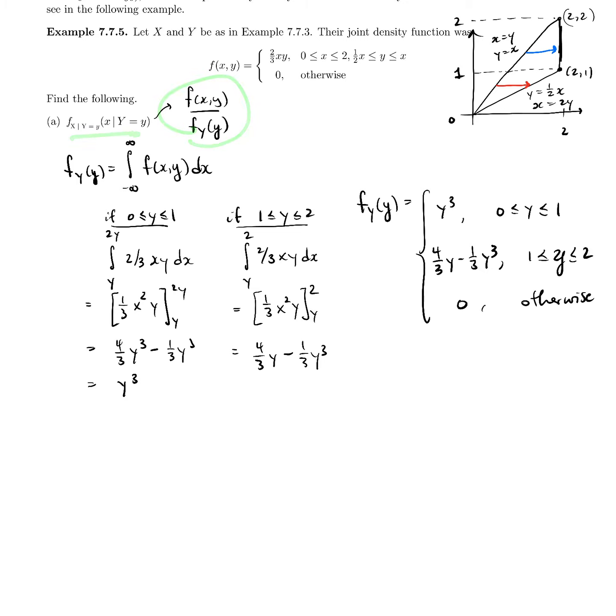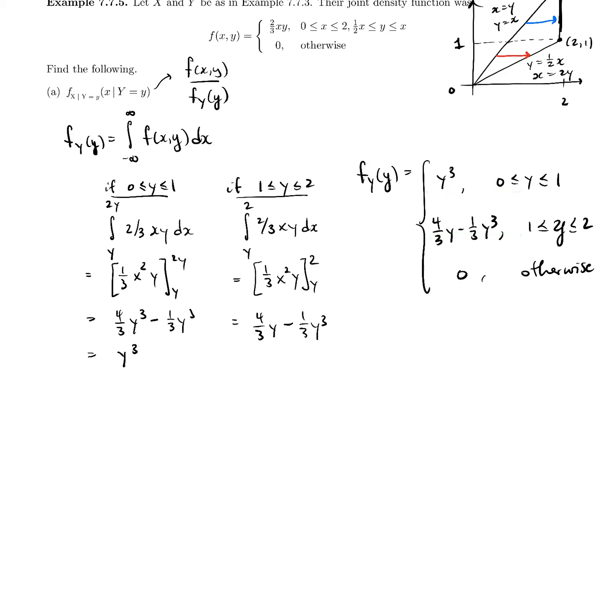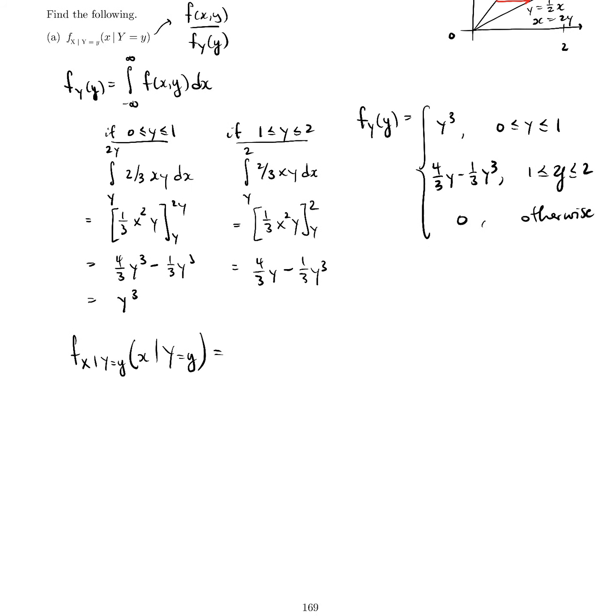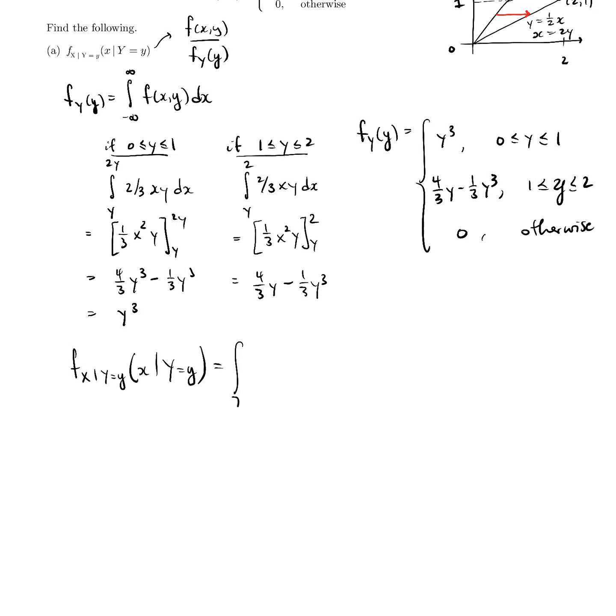So how are we going to find that? Well, we need to split that up into 3 parts as well. So our conditional density function, f sub x given y is equal to y of x given that y is equal to y, is going to be, we'll split that up into 3 parts as well.